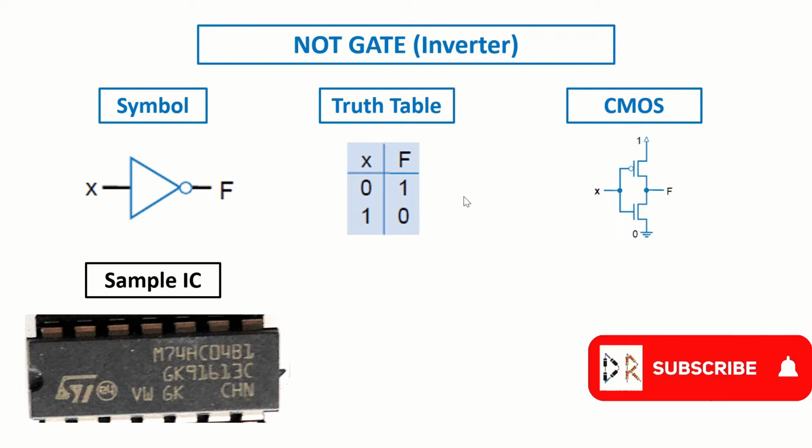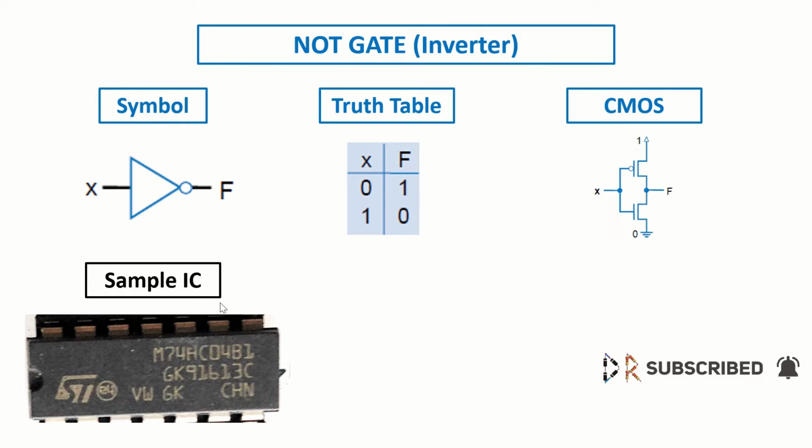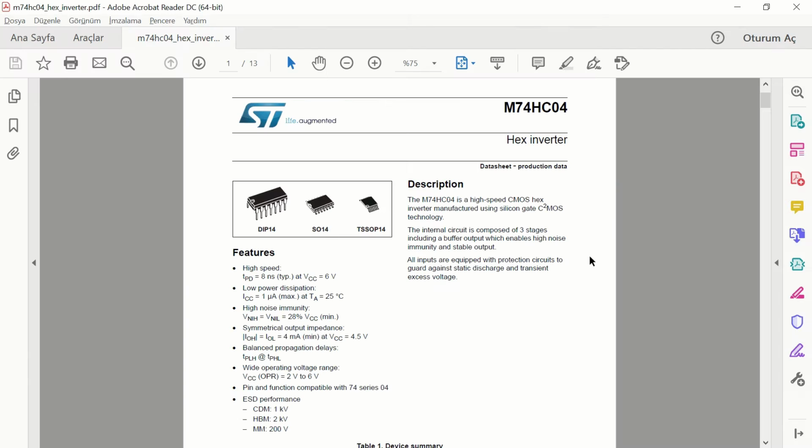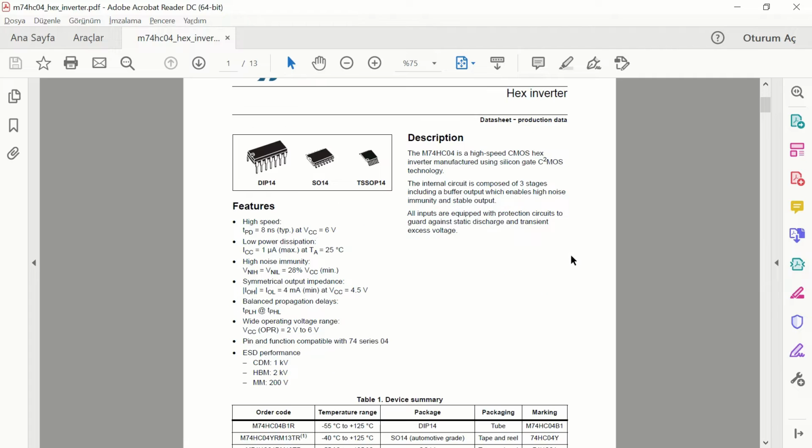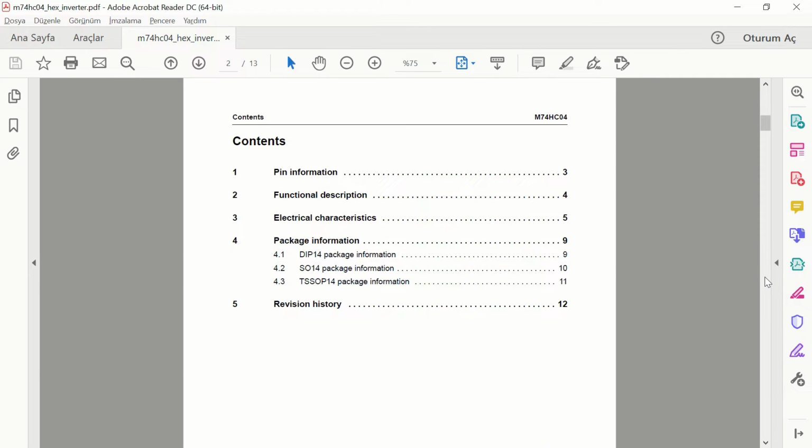Here we can see a 7404 IC containing 6 NOT gates. This is called a hex inverter since it includes 6 or hex inverters. Let's quickly check its datasheet. This is the datasheet of our hex inverter. You can see that it has a wide operating voltage range which is between 2 volts and 6 volts. Let's scroll down towards the pinout.